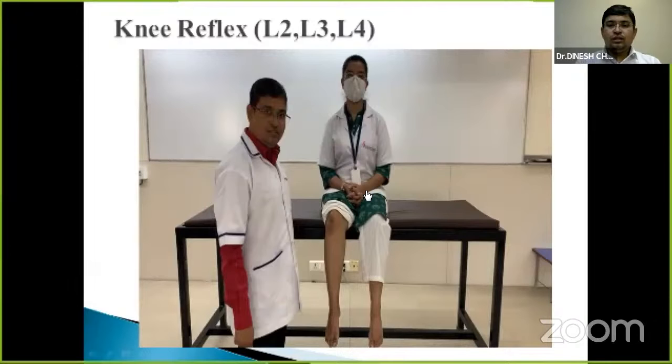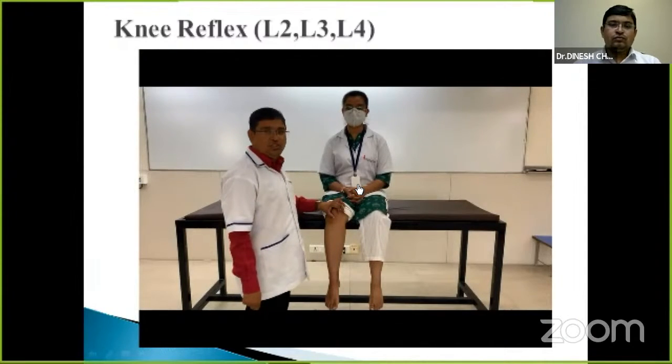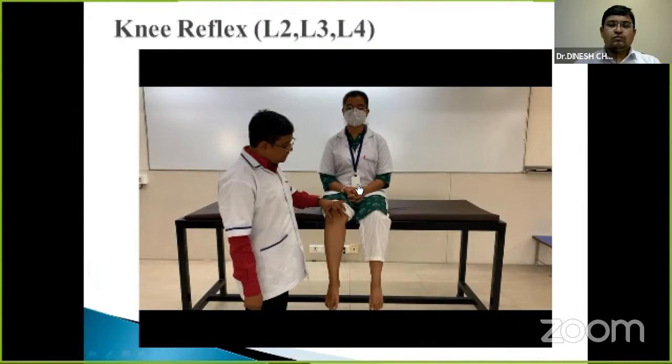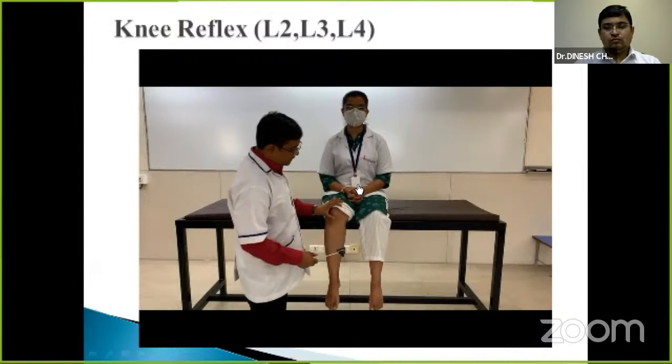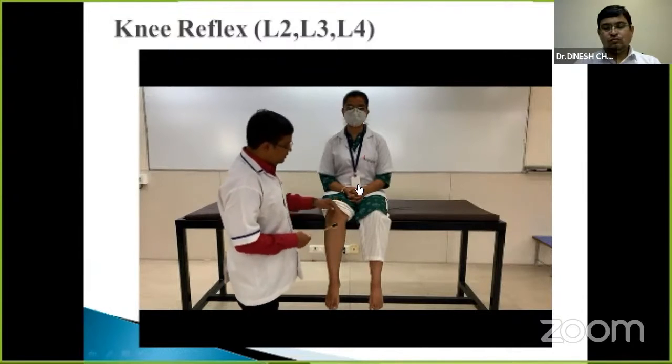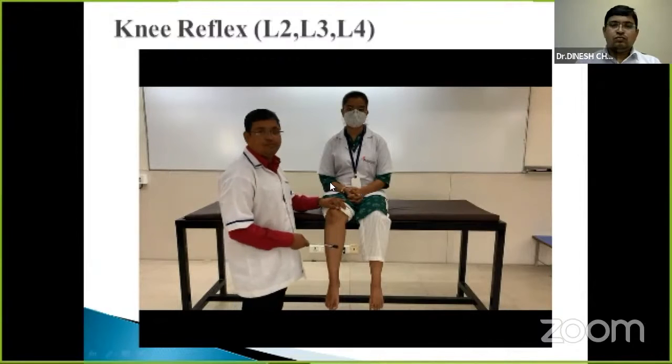Now we'll see the knee reflexes, also called the knee jerk, which is a deep tendon reflex. We first palpate the patellar tendon, which is just above the tibial tuberosity and below the inferior pole of the patella, the soft padding. Then we hit with the hammer. We saw the response: knee extension, which is normal.